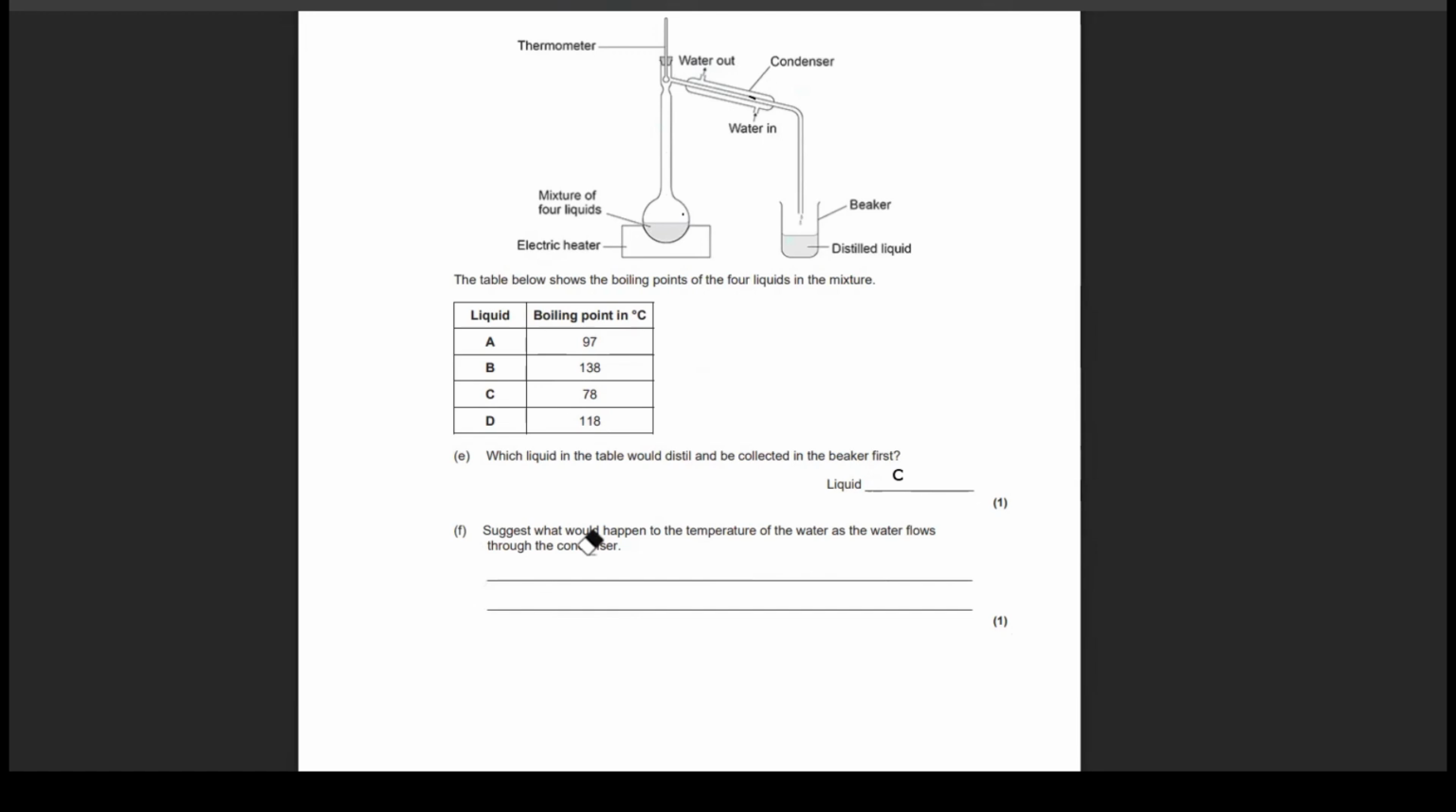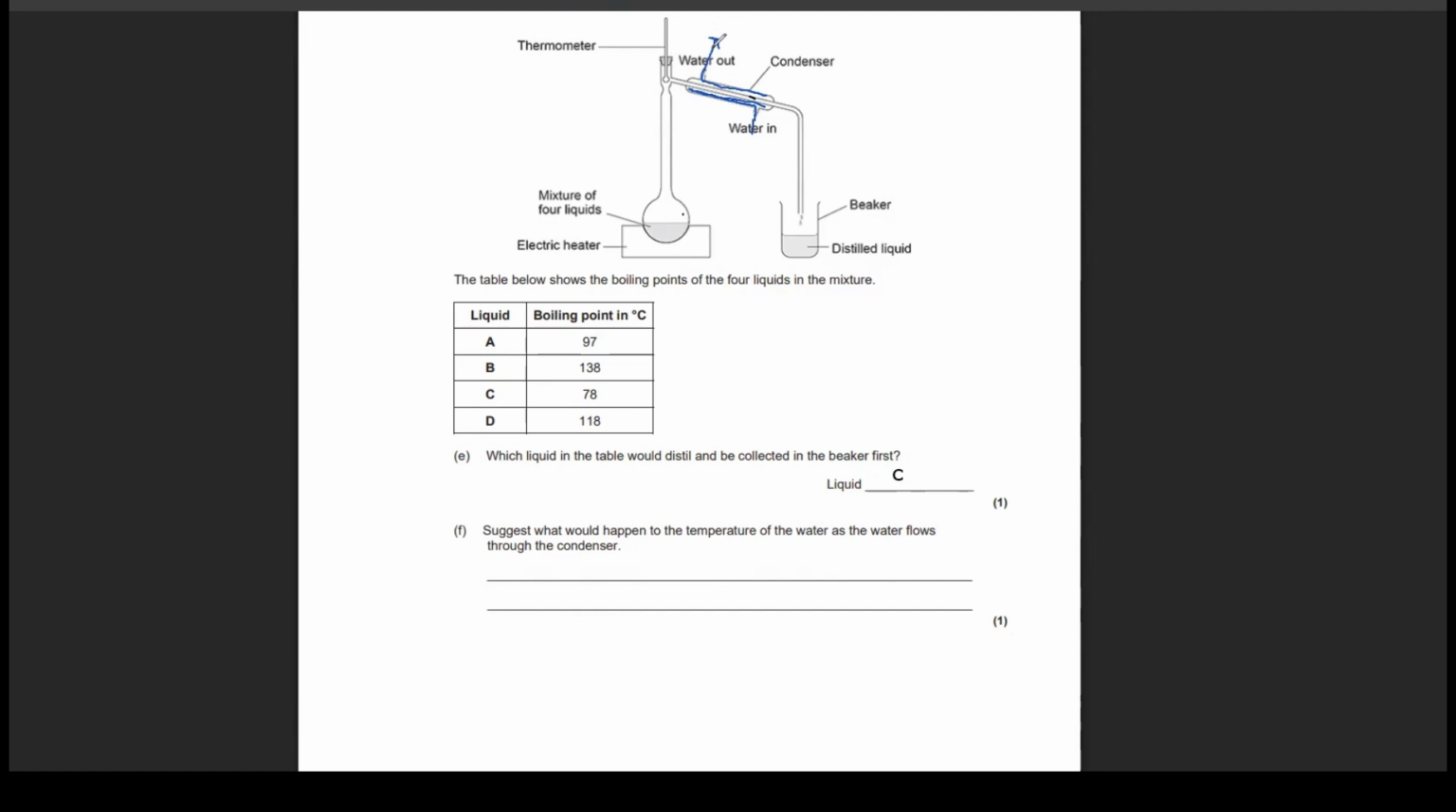Cool. Suggest what would happen to the temperature of the water as the water flows through the condenser. So what they're saying is, now the water isn't in contact with these gases coming out here. It's just flowing in here. So the water comes in and it's round the side of the tube, keeping it cold to make the gases condense. And as the water flows around the tube, it pours out and goes down your sink there. So it comes in there and then goes out there.